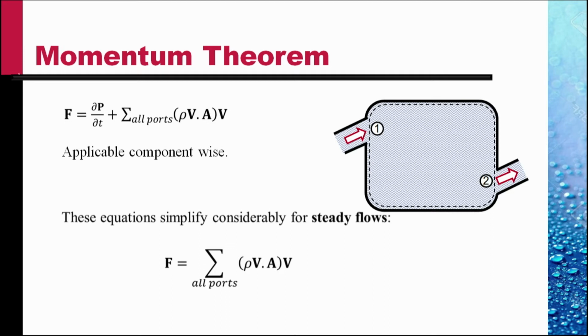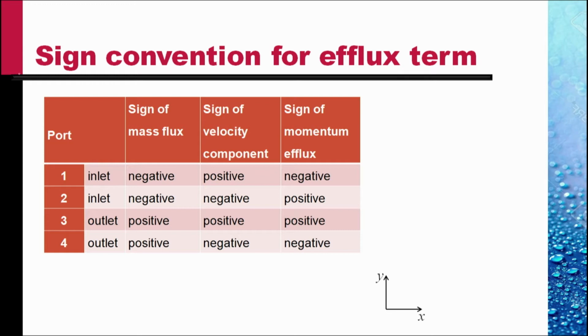Now, for steady flow, the rate of accumulation of momentum P would be 0, and so the net external force applied would be the sum of rho v dot A times V at all ports, the net efflux of momentum. A very simple equation. We need to worry about the sign convention for the efflux term.